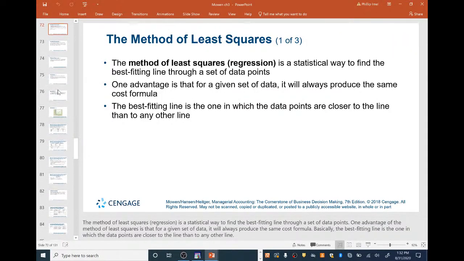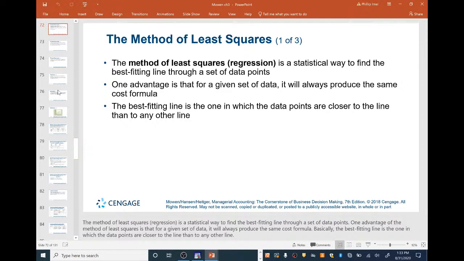Now let's move on to the last method of the three, the method of least squares. This is also known as the regression method. It's a statistical way to find the best fitting line through a set of data points. One advantage is that for a given set of data, it will always produce the same cost formula. So that's nice. Everything's always going to be the same as far as the cost formula.